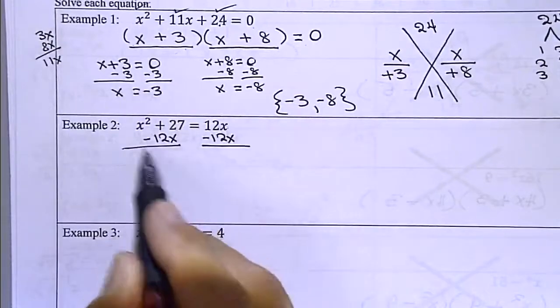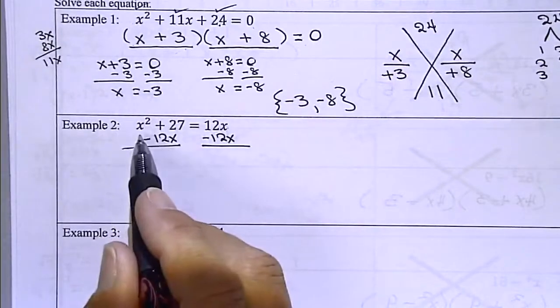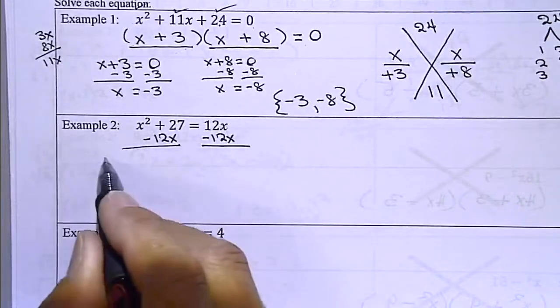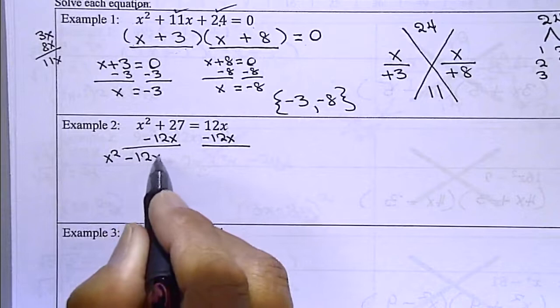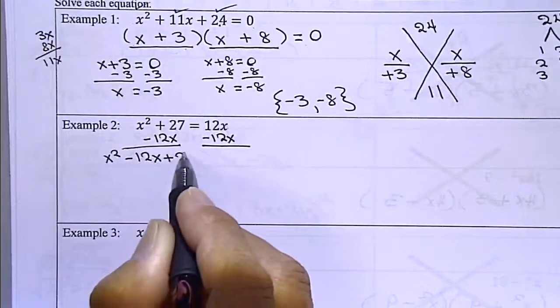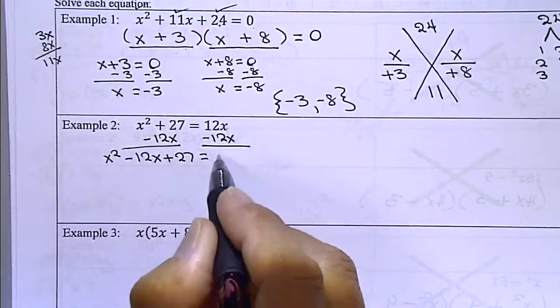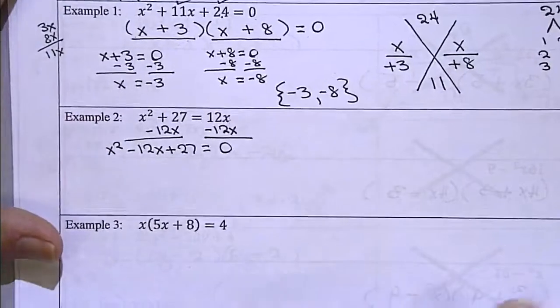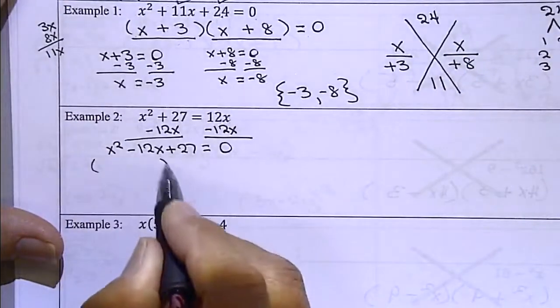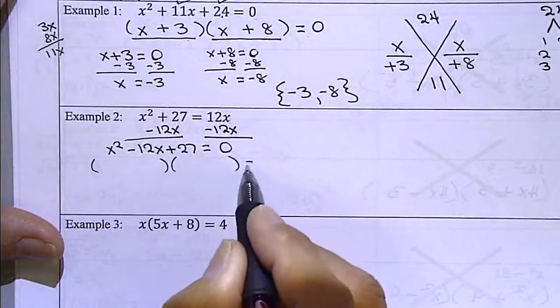Well, this side, now I'm going to write it in the format that I know I need to factor in, okay? The square comes first, the x term comes next, and then the plain numeric term comes next. And this side is now equal to 0. And now I'm back to, can I factor that? Can't solve it unless I can factor it. Well, it's a simple trinomial.